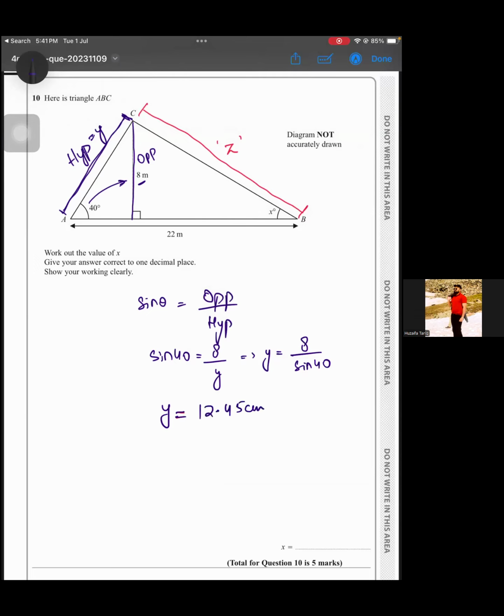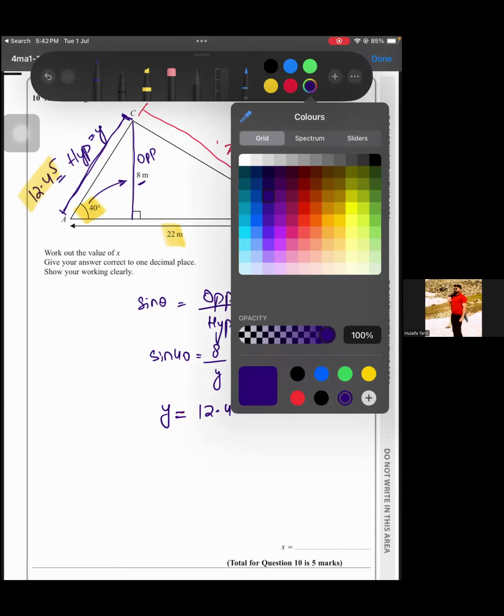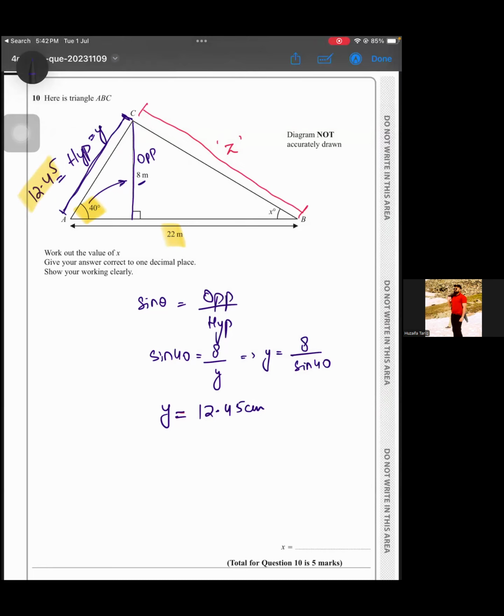Now by using this 12.45 meters and this 22 meters, these two values, this 22, this 12.45, and this 40 degrees, these three values, you have to use the formula of cosine rule because the whole triangle ABC is a non-right angle triangle. And in a non-right angle triangle, we have to apply only the two formulas, either sine rule or the second one is the cosine rule.